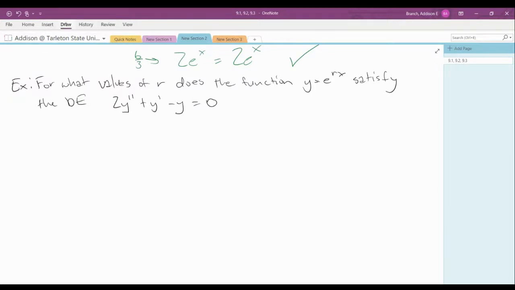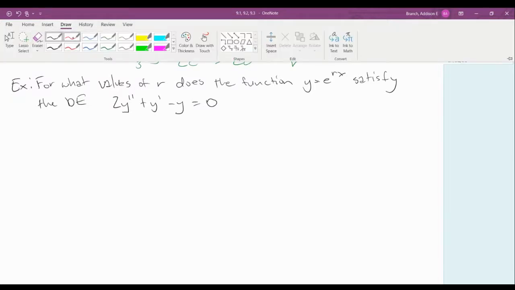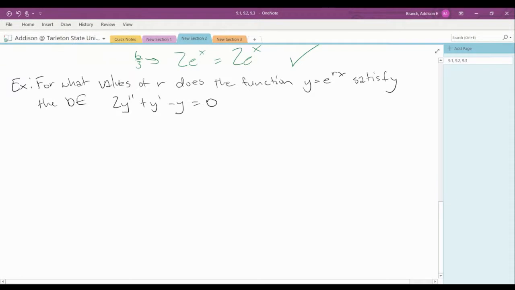In this scenario, we're given a y and we're given an equation, but we have to figure out part of that y. In our differential equation, we have a y prime and a y double prime, as well as our normal y. So our first step is to take the first and second derivatives of y. If y equals e to the rx, y prime is going to be re to the rx, and y double prime would be r squared e to the rx.